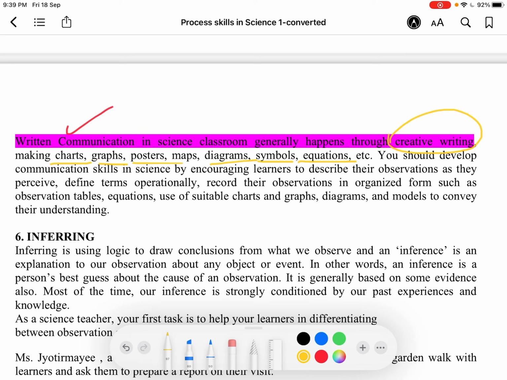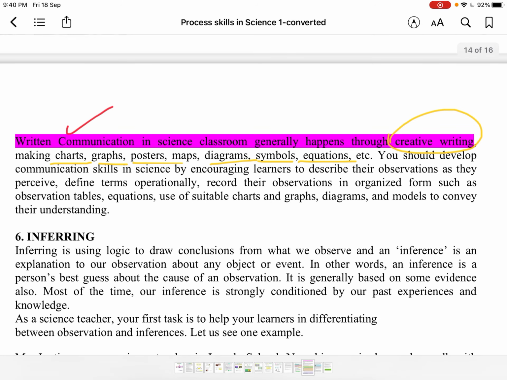So like this, later on in the integrated, by using the integrated skills also, the students can develop their creative writing. So here in this communication skill, even the creative thinking is also enhanced. So that way, this is about the communication. I think it is clear to you.